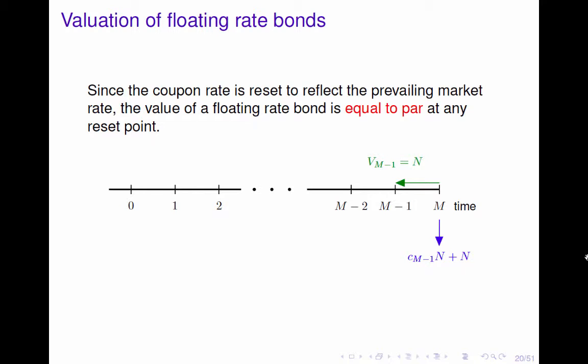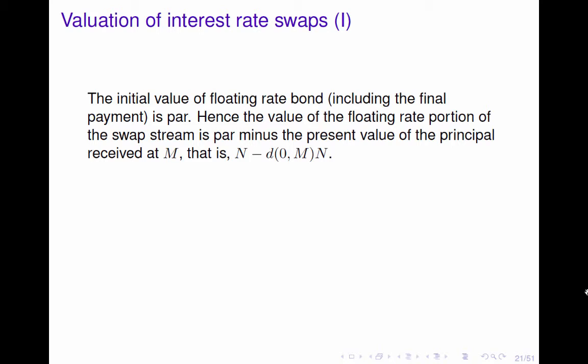Now, if we're at the reset point M-2, that is, after the M-2's coupon payment, we know that the bond would have value C_{M-2} times N plus N at the time point M-1. Therefore, the value of the bond at the time point M-2 after the M-2's coupon payment is also equal to N. Working backwards period by period, we can get that the bond value is always equal to par right after the coupon is paid. Now we are ready to value the interest rate swaps.